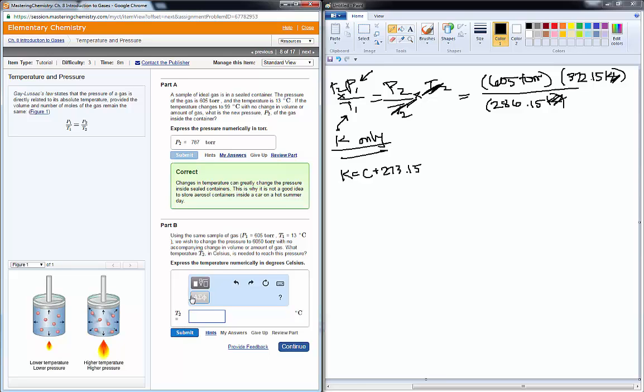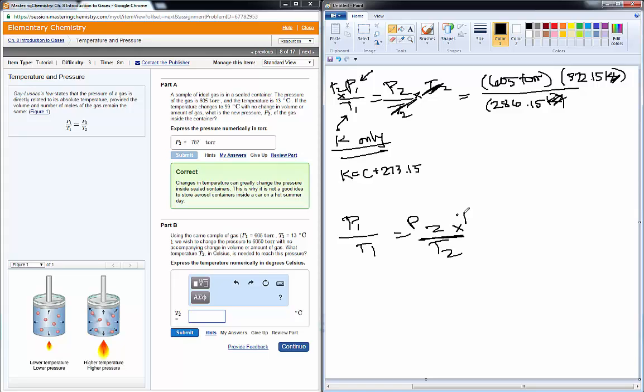Next, same story, but now I'm solving for T2. This is a little bit trickier. P1 over T1 equals P2 over T2. I have to get T2 by itself, but I also have to get it on top. It is not okay that it's on the bottom. So what I'm going to do is multiply both sides by T2. That gets it on top. And then I also have to multiply both sides by T1 over P2 so that I can get this stuff out of the way so it's by itself.